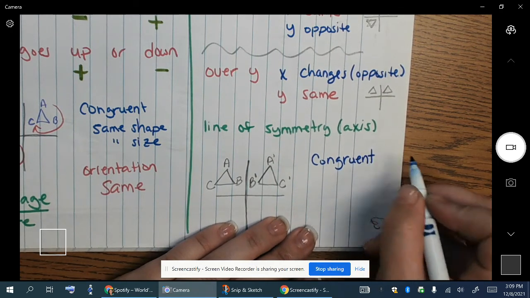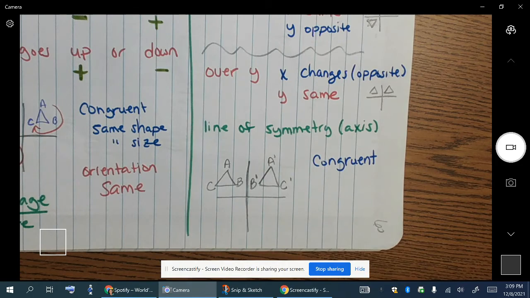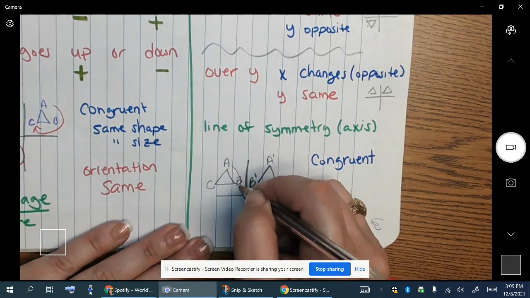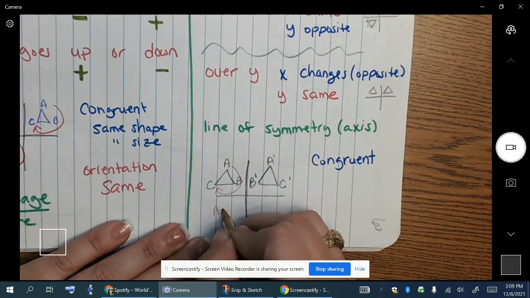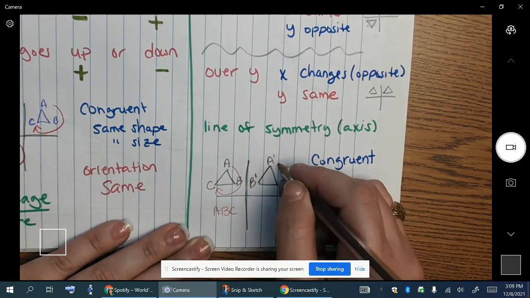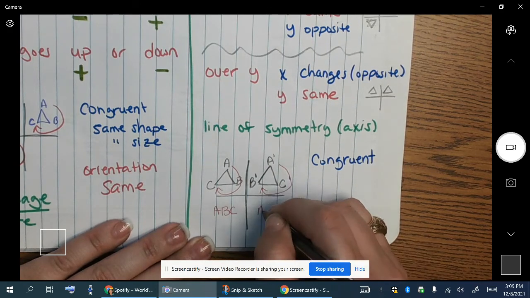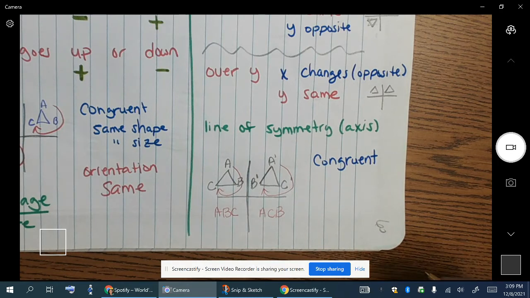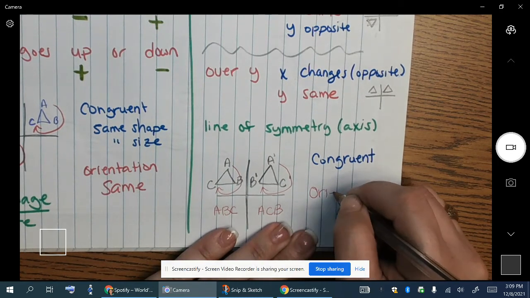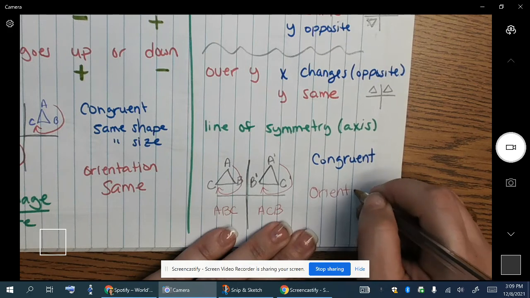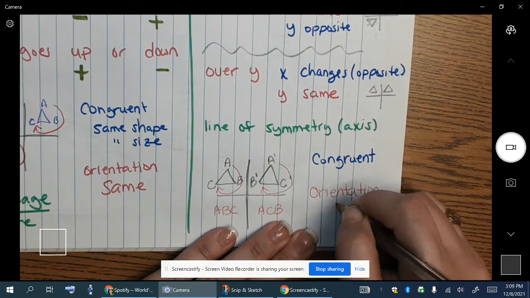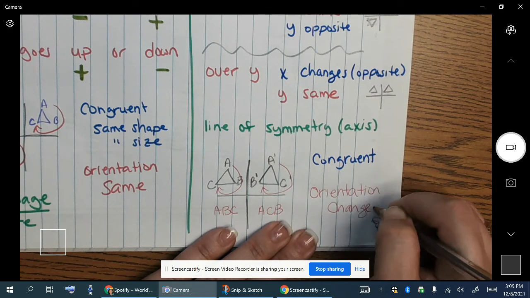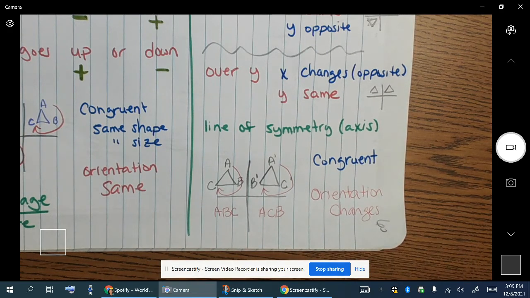So they are congruent, which means same shape and same size. But now look at the orientation. On the original, what's the order? A, B, C. On the reflection, what's the order? A, C, B. So did they stay in order? No. So that means the orientation changes. And that's just like when you look at your reflection in the mirror. If you raise your right, it looks like you're raising your left.